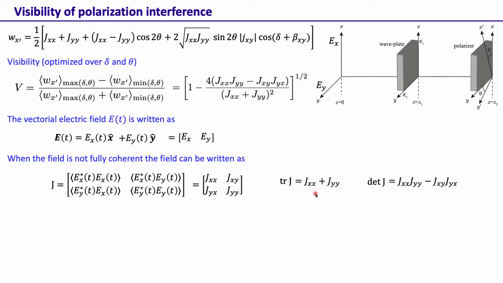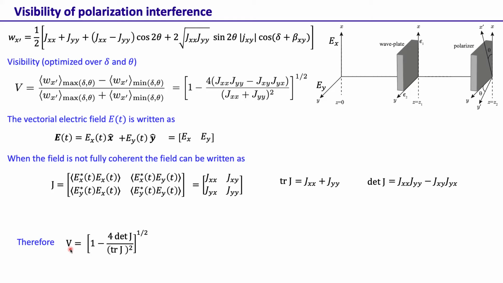So that's the determinant of J, and this is the trace of J. Now we go back to this expression for visibility. We realize that what we have in the denominator here is Jxx plus Jyy, and what we have in the numerator over here is Jxx Jyy minus Jxy Jyx, which is this quantity. So we can write the visibility as 1 minus 4 times the determinant divided by trace squared, the whole thing raised to the power half. So this is what we have.